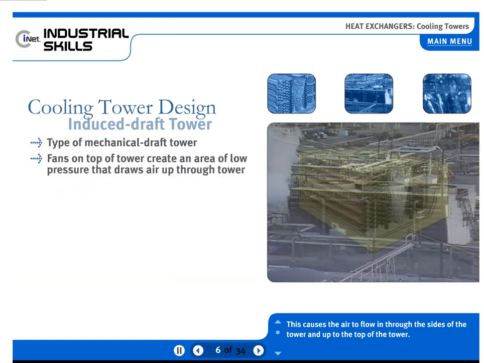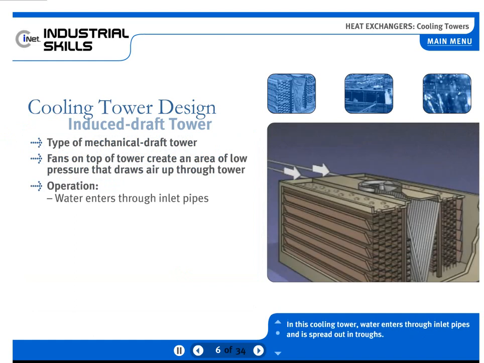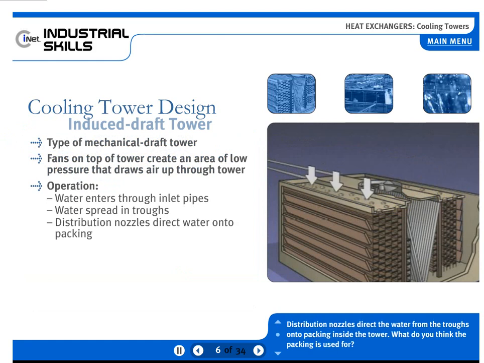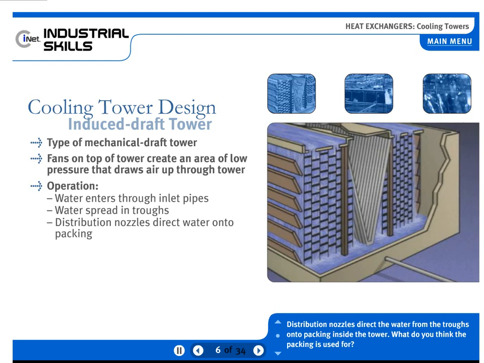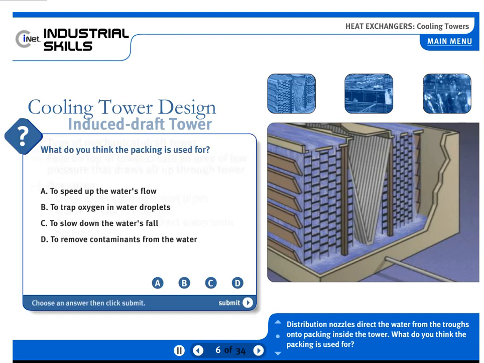In this cooling tower, water enters through inlet pipes and is spread out in troughs. Distribution nozzles direct the water from the troughs onto packing inside the tower. What do you think the packing is used for?